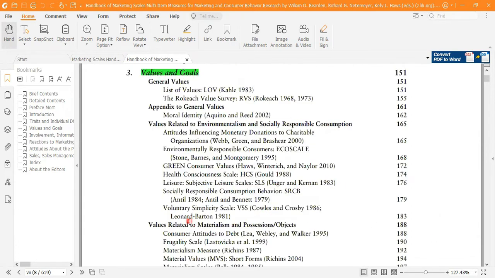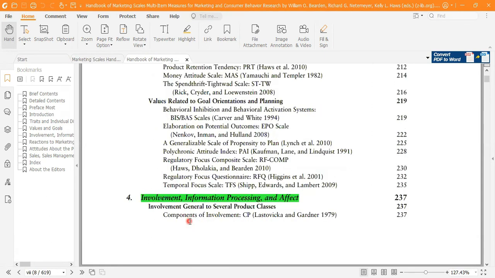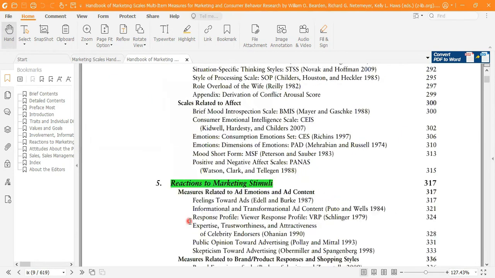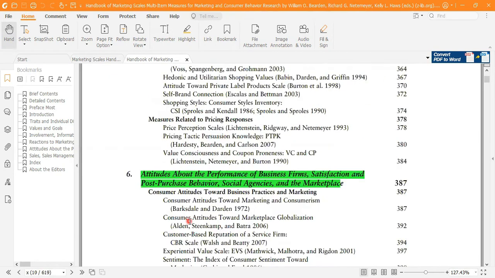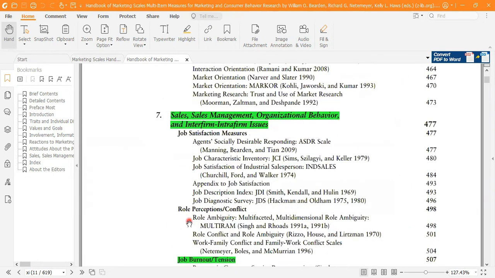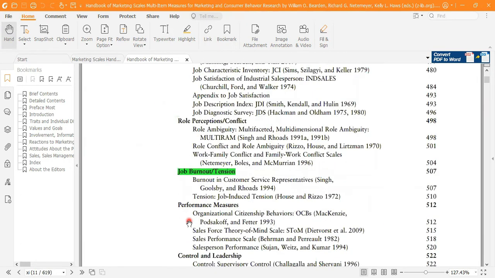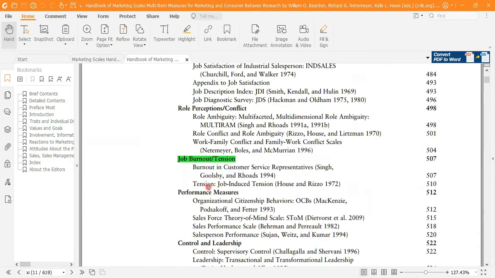And another is about the values and goals category. And another category is involvement, information processing and affect. Another category is reactions to market stimuli, attitude about the performance of the business firm, and all these. So these are the 6 major areas from which these items are here. And then sales management, organizational behavior, like that. If you are working in organizational behavior, then job burnout is a very important variable. Most of the researchers from the HR field or OB are working on this one.